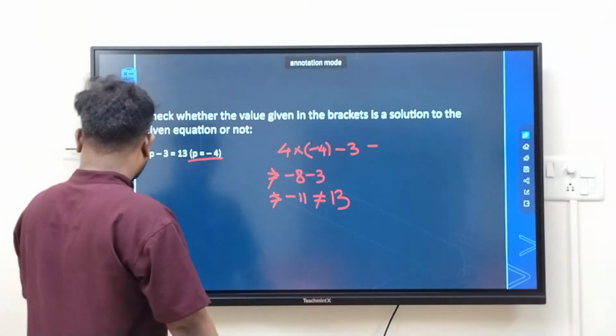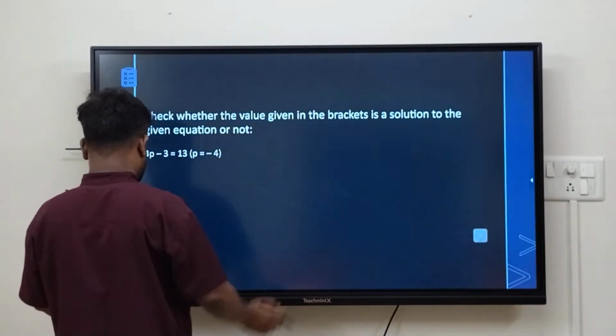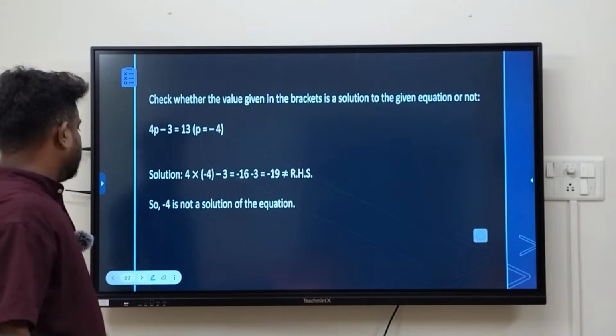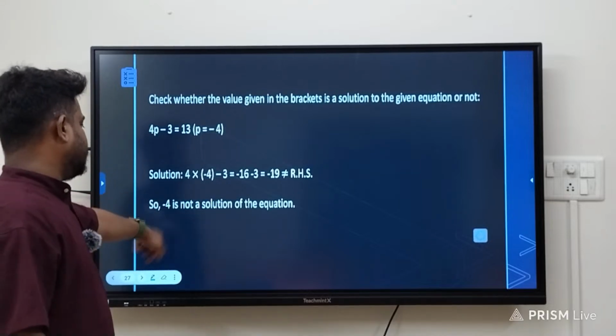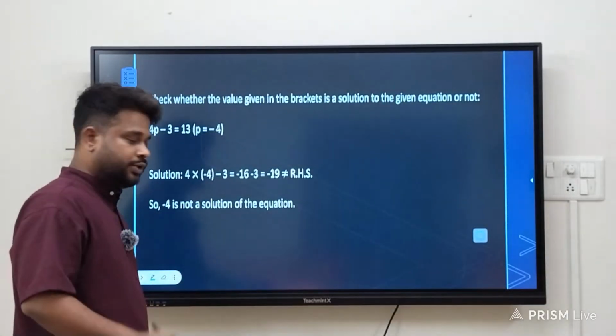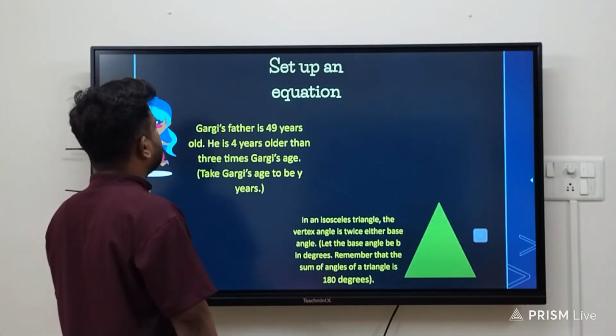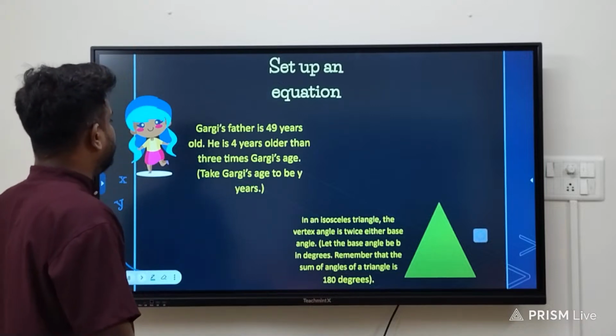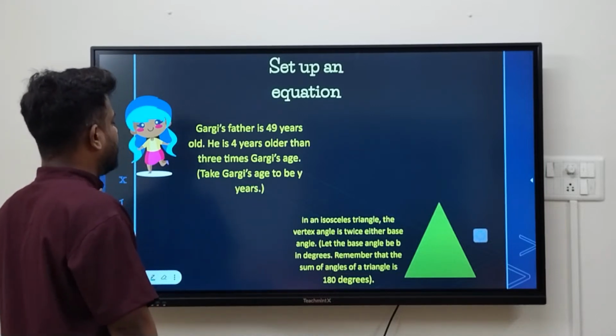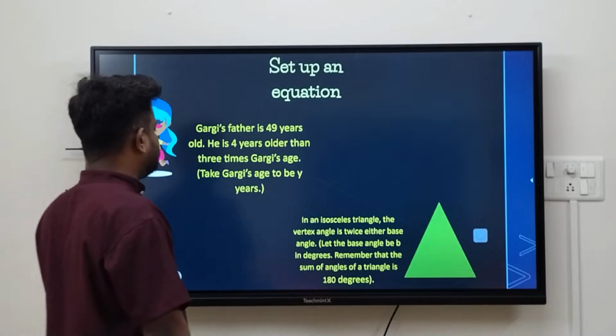Okay, let's go to the next one. Just like this one, minus 4 is not the solution of this equation. The next one, set up an equation. Gargi's father is 49 years old. He is 4 years older than 3 times Gargi's age. Take Gargi's age to be y years.